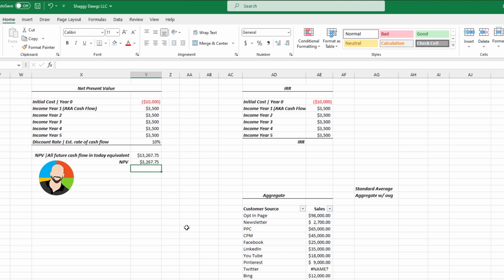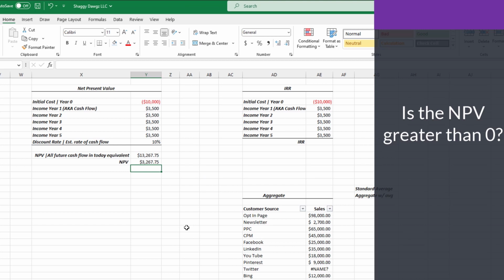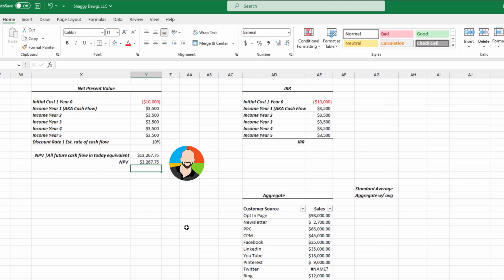So the whole point of calculating our NPV is to determine if the investment is even worth it in the first place. And the way we do that is to translate all of our future cash flows into today's equivalent. And once all of our calculations are done, the biggest question is, is the NPV greater than 0? If the NPV is greater than 0, it might be worth investing. If the NPV is less than 0, it's a bad investment and you don't want to do it. And mercifully, that will wrap up the NPV.